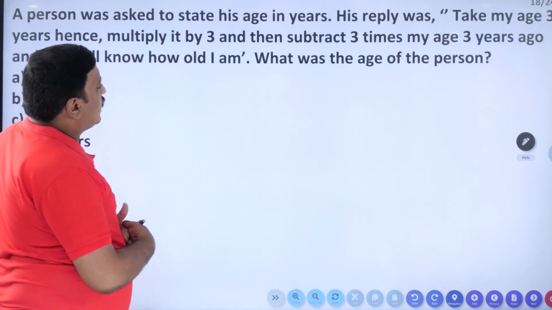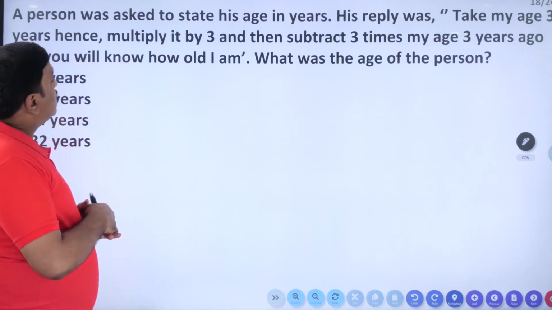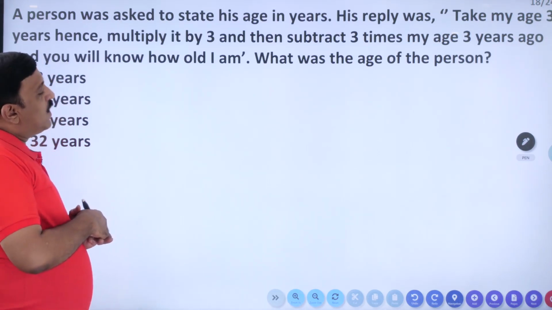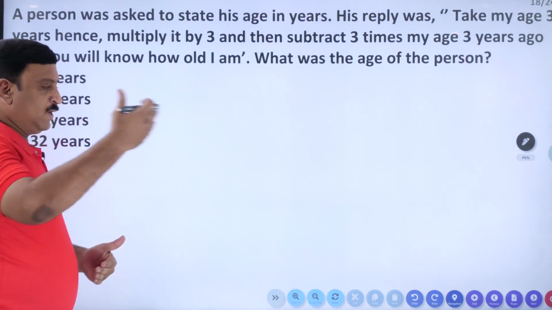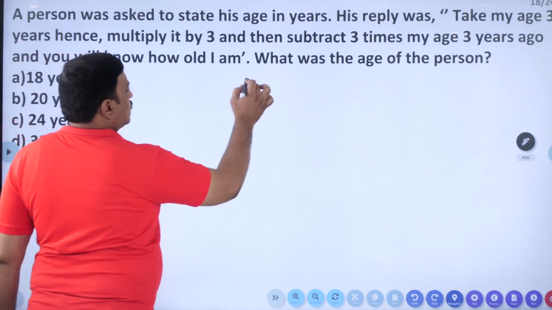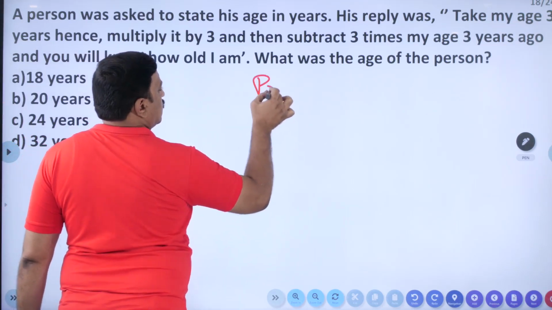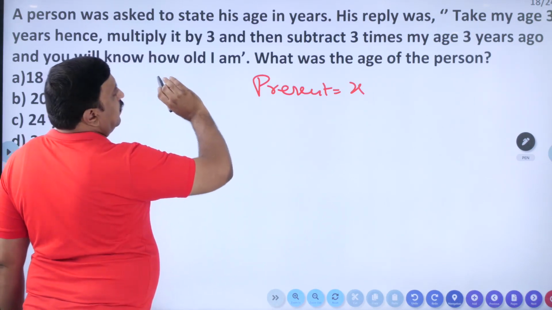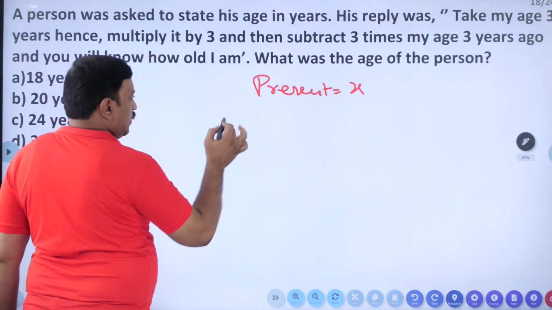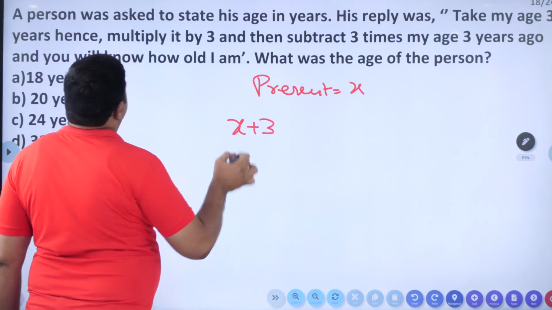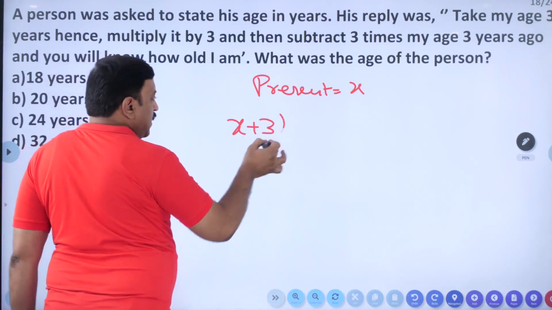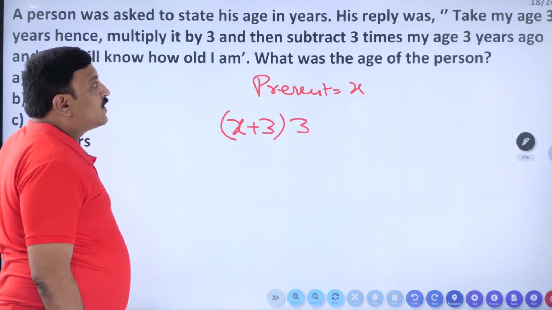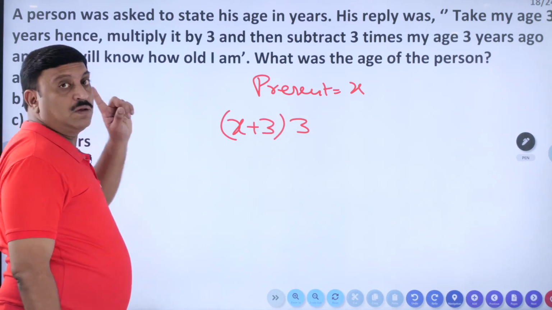Here, what was the age of the person? A person was asked to state his age in years. His reply was, take my age 3 years hence. Suppose his age is X, present. So let the present be X, okay? Take my age 3 years hence, so you add 3 to that one. Multiply it by 3. You multiply this one again with 3, and then subtract 3 times my age 3 years ago.